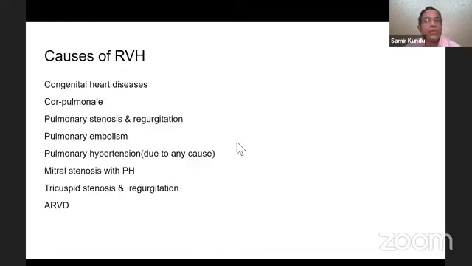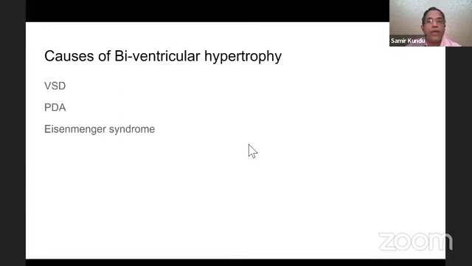Causes of right ventricular hypertrophy are similar to right atrial enlargement: congenital heart disease, pulmonary stenosis, regurgitation, tricuspid stenosis, regurgitation, mitral stenosis, hypertension, and ARVD. Causes of biventricular hypertrophy: VSD, PDA, and Eisenmenger syndrome.